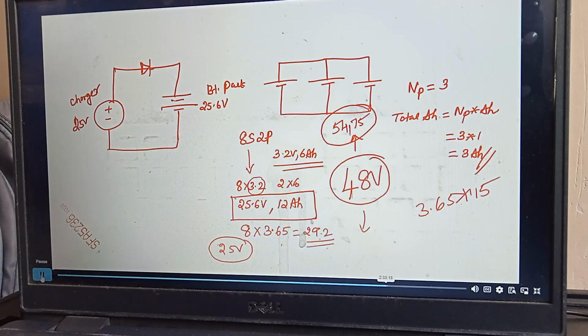But the question here is whether the charger can charge the battery pack or not. It cannot charge. Why? Because the charger voltage is less. Current flows from higher voltage to lower voltage, which gives the potential difference. Tell me, what should be my charger voltage?